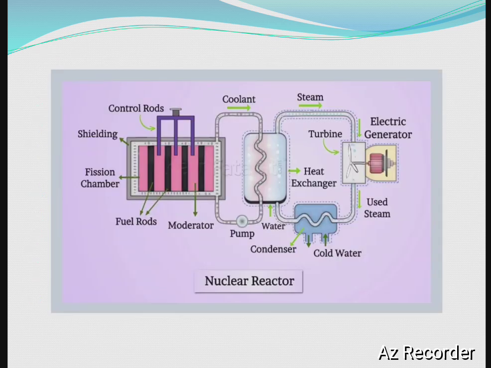So this is the representation of the nuclear reactor, which has control rods, shielding, fission chamber, fuel rods, moderator, pump, condenser, cold water, water, coolant, steam, turbine, heat exchanger, used steam, and an electric generator.